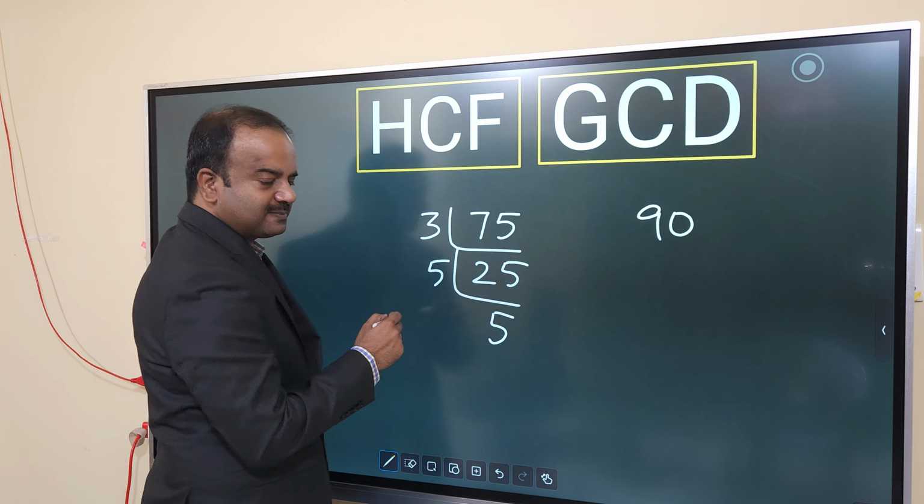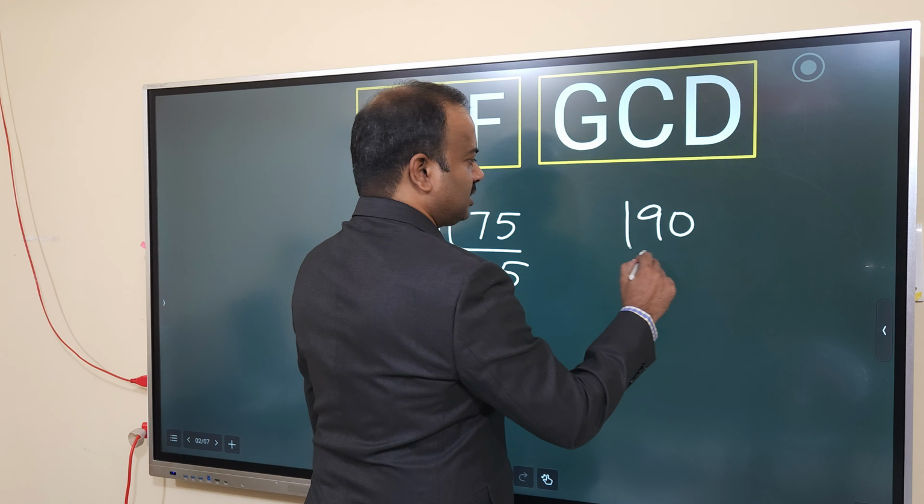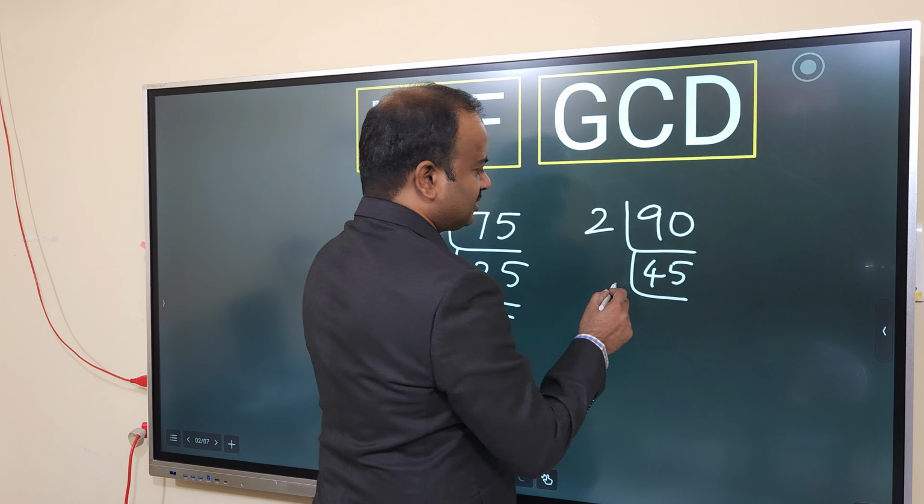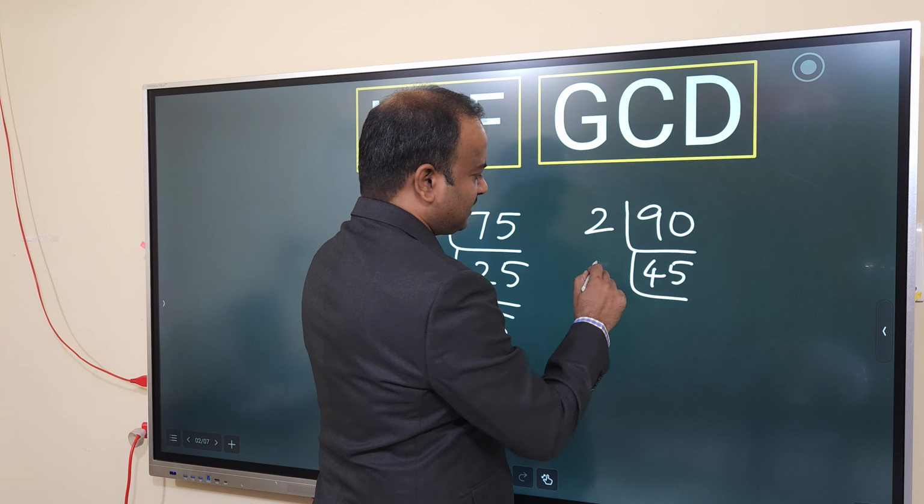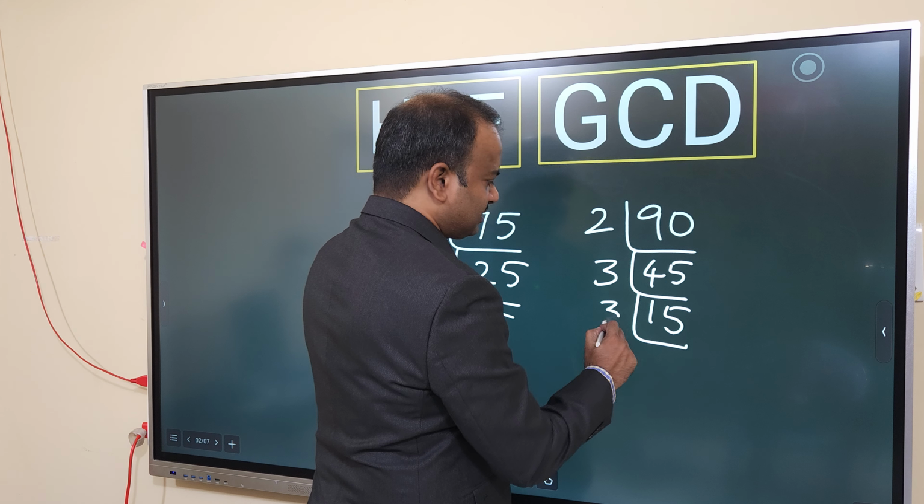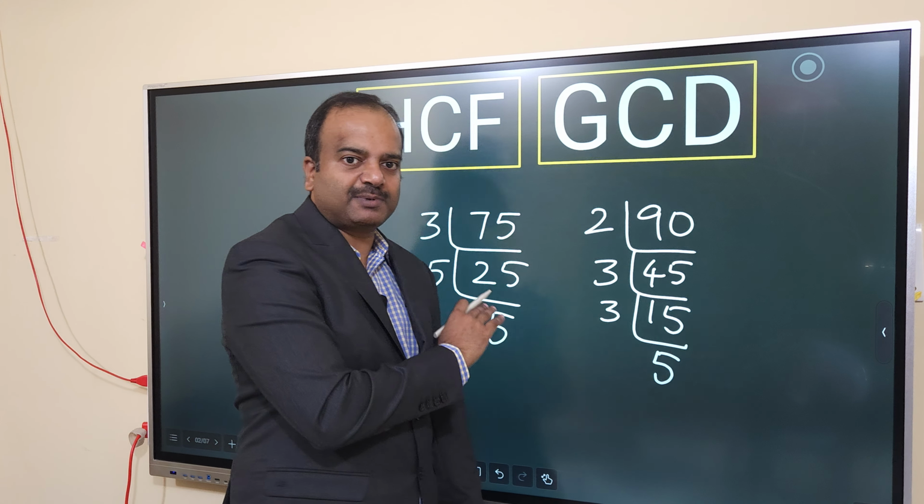So I got all the prime factors of 75. And now I'll do this again with the smallest prime, which is 2, for 90. 2 forty-fives are 90, and 2 will not divide again. Let's take 3. 3 will divide it: 3 fifteens are 45. And now again I can try with 3: 3 fives are 15. I got all the prime factors. So we have done the prime factors.